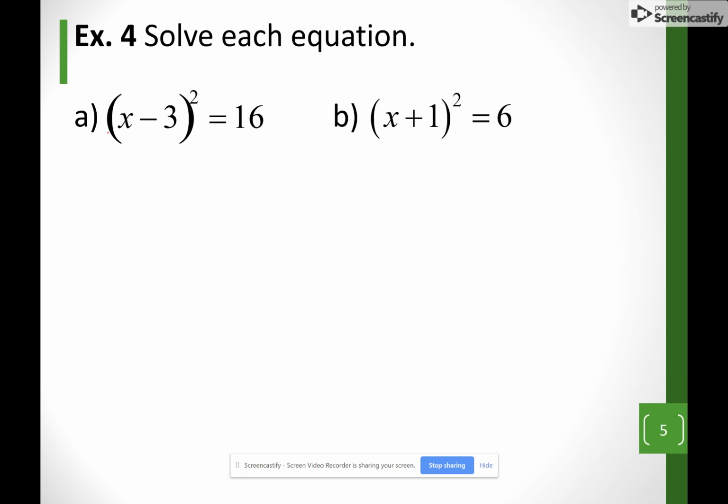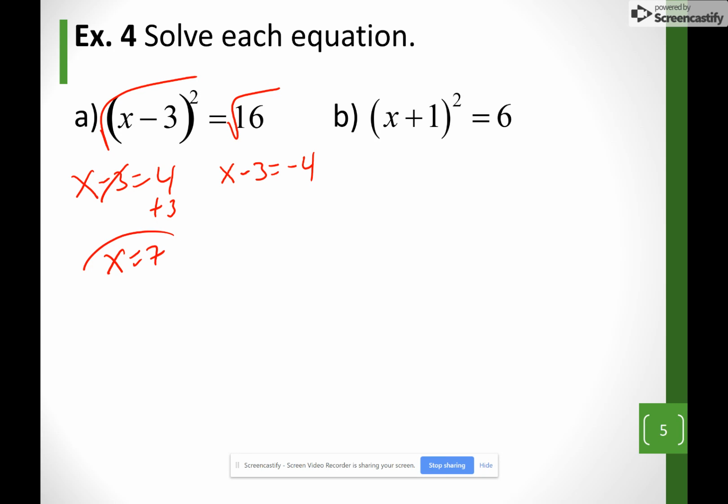Now looking at this equation, I'm going to do the square root to get rid of the square sign. So the left side, I'm just going to get x minus 3 is equal to 4. And I'm also going to get x minus 3 is equal to negative 4. If x minus 3 is equal to 4, let me move the 3 over. I get x is equal to 7. In this other case, let me move the 3 over. x is equal to negative 1.